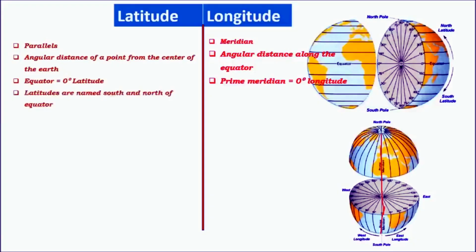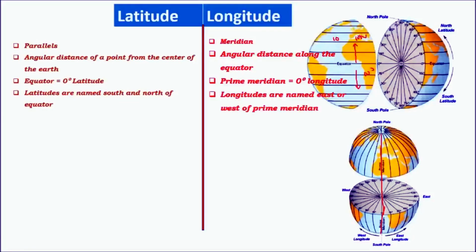Latitudes are named south and north of equator. That is, when we consider a certain latitude, we name it by telling either its location is north of the equator or south of the equator. For example, if this makes a 10° angle with the center of the Earth, then it is called 10° north latitude. And the same thing, if it's in the south of the equator, then it's called 10° south latitude.